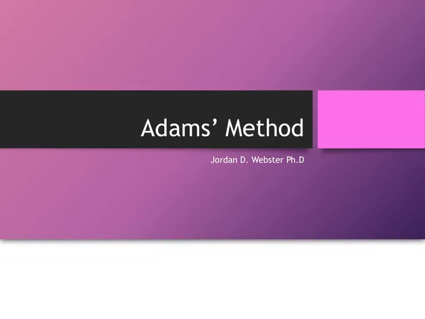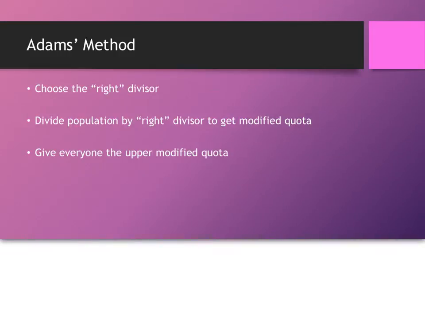So what we're going to do is look at the next method, and that's Adams's method. And this is very, very similar to Jefferson's. We're going to always try to find the correct divisor and then just modified divisors and things like that. But in this case, we do it slightly differently. So basically, Adams' method, like I said, starts out sounding like Jefferson's.